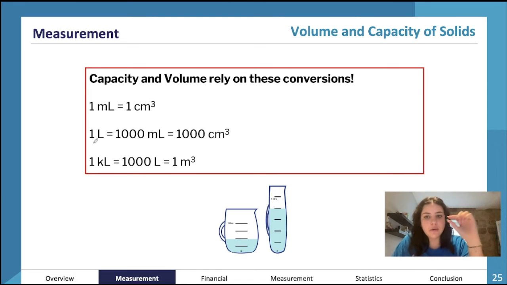So if you have a milliliter of water, if you were to pour it into a mold of centimeters cubed, it's going to be 1 centimeter cubed, 1 physical centimeter cube. 1 liter is 1,000 milliliters, which is 1,000 centimeters cubed. And 1 kiloliter is 1,000 liters, or 1 meter cubed.